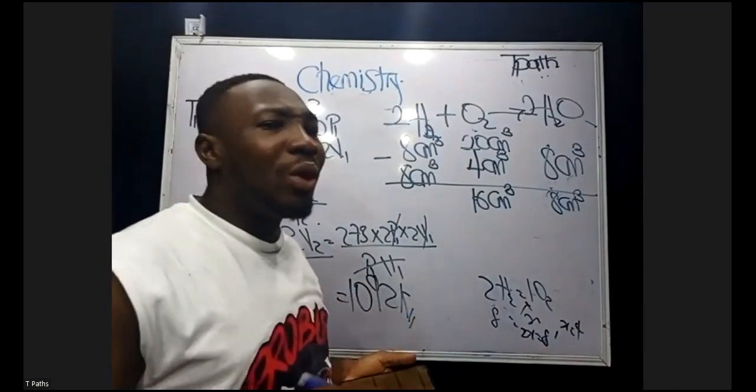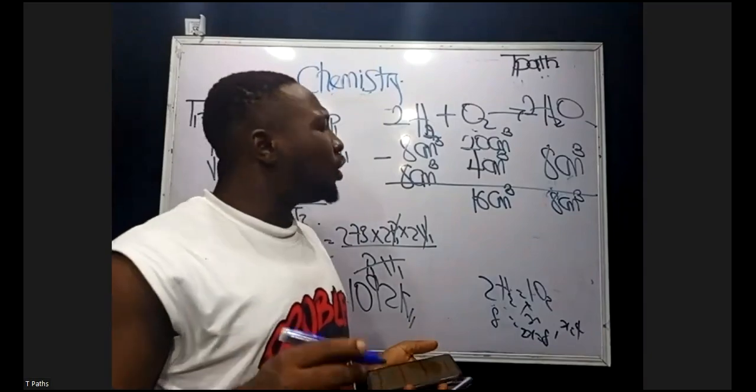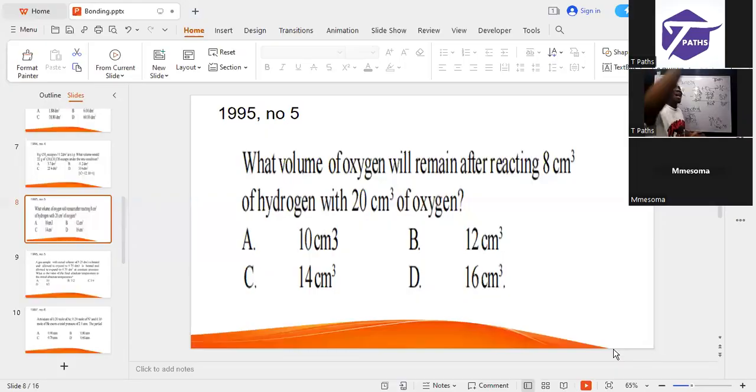But this is a very popular question in JAMB. What if you're now asked, what is the residual gas? Therefore, the residual gas will be this plus this. That is 24 cm cube. The total volume, that is the residual gas, is 24 cm cube. Let's continue next.